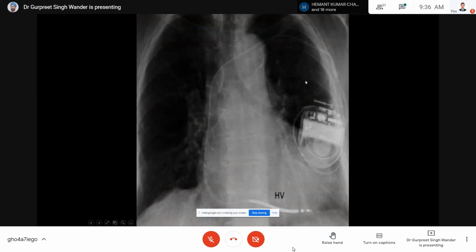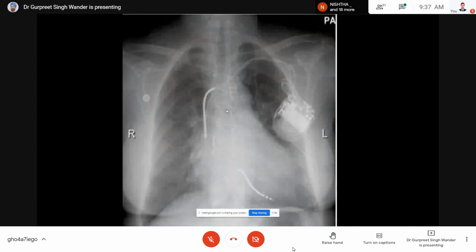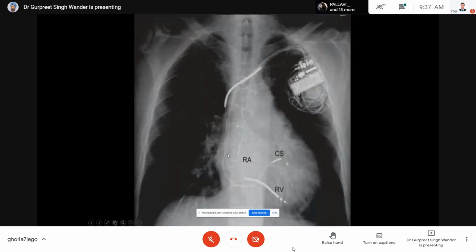And this is what an ICD is. It is bigger than the pacemaker because it has a bigger battery. And these shocking coils actually have to be there, like the pads that we place on the chest wall. The current has to go from one coil to the other for the electrical depolarization of the heart to occur, so that the heart rhythm comes back to normal. ICDs can also be single chamber or dual chamber.